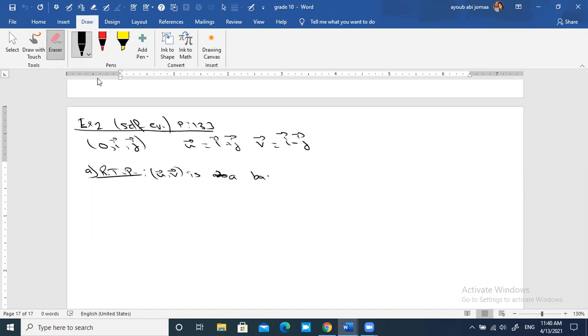Is a basis of the plane. How can we prove that two vectors u, v form a base of the plane? When do i and j form a base? Can we say, for example, if you have these two vectors i, j, do they form a base of the plane?